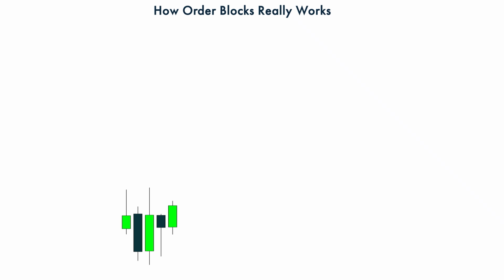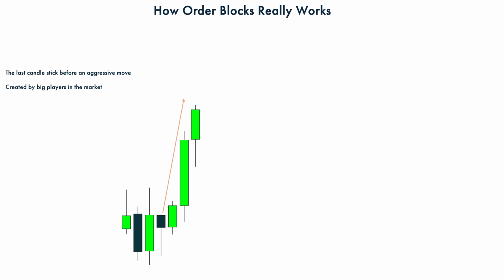An order block is the last candle before a strong and aggressive price move, often created by institutional or smart money. It represents the origin of an impulsive move, where big players place their orders before driving the market in one direction. In a bullish setup, the order block is usually a bearish candle just before a strong bullish breakout. This candle tells us that institutional traders were filling their buy orders before launching price upward.